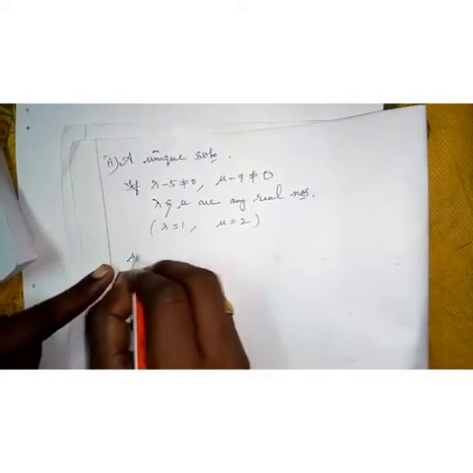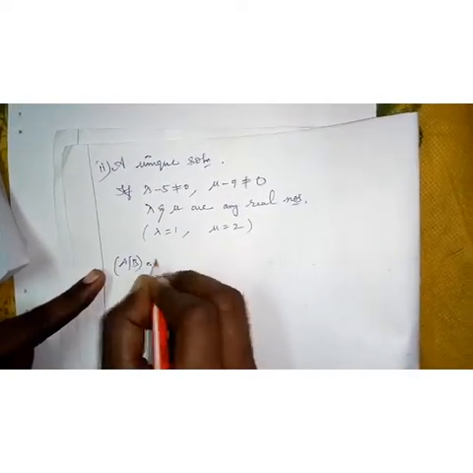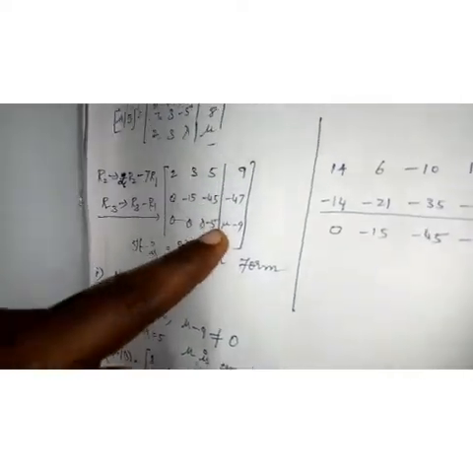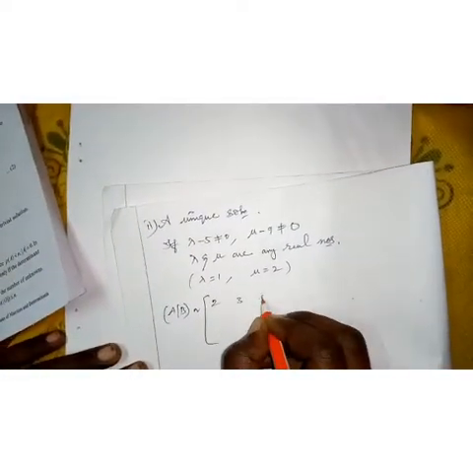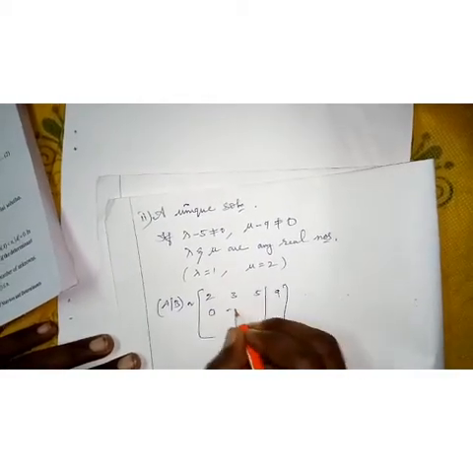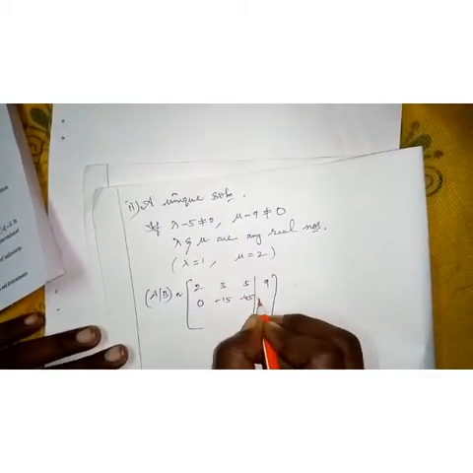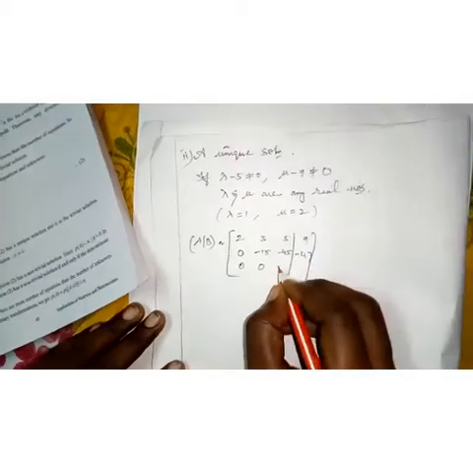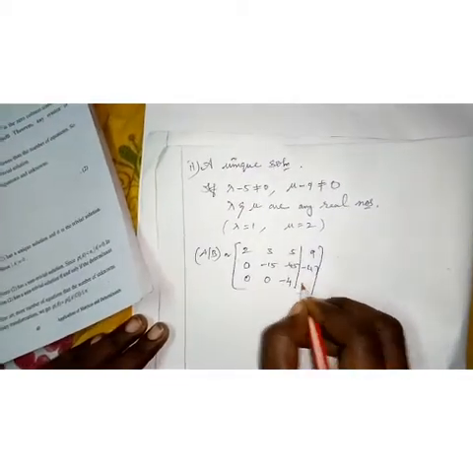Now substitute in [A|B]. Let's substitute one. What will come here? You have to substitute here, same number. Here lambda equal to 1 means minus 4. Mu equal to 2 means minus 7. It is 2, 3, 5, 9, 0, minus 15, minus 45, minus 47. Correct? 0, 0, minus 4, minus 7.